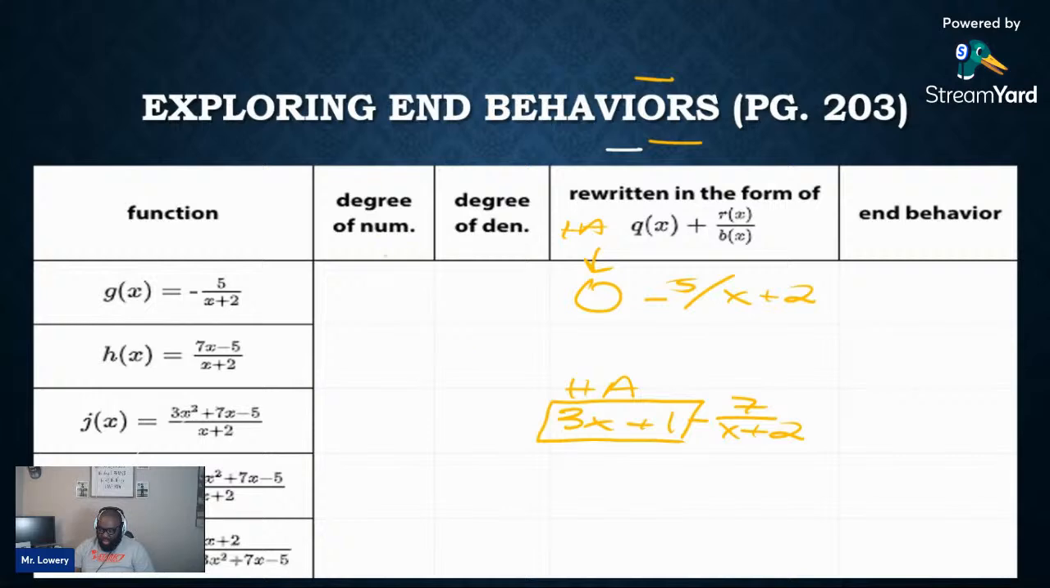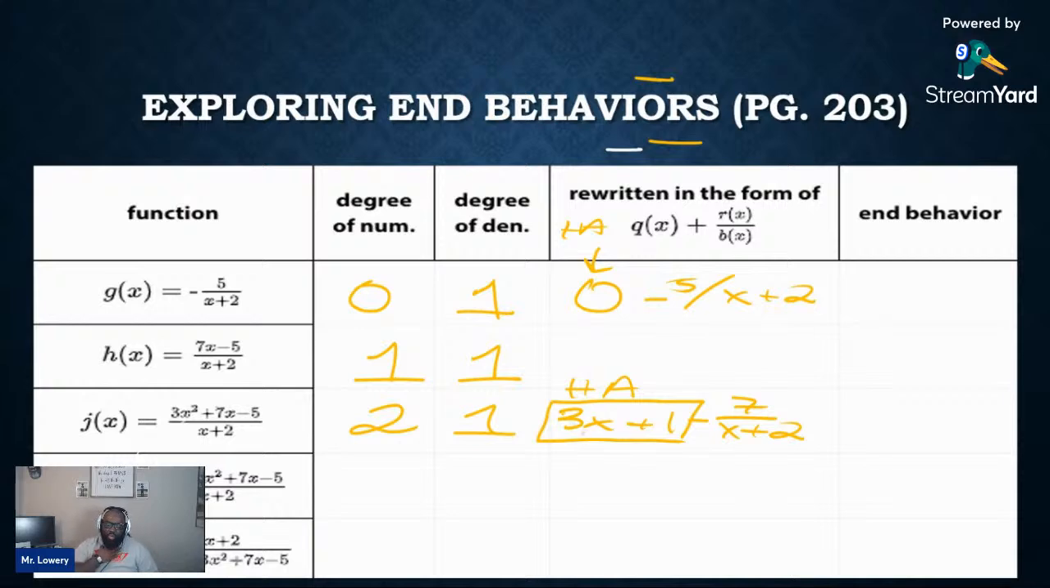Now, for these two columns, I'll go ahead and fill them out. The degree of num and degree of den really mean the degree of your numerator and the degree of your denominator. So for g of x, your numerator is 0, you don't have an exponent, but for the denominator, it's a 1 because you have 1x. For h of x, you have an x in the numerator and an x in the denominator, so that's a 1 as well. When you get to j of x, you have a 2. That's your biggest exponent in your numerator, and for the bottom, it is a 1. And so you notice there are a couple of different scenarios happening.